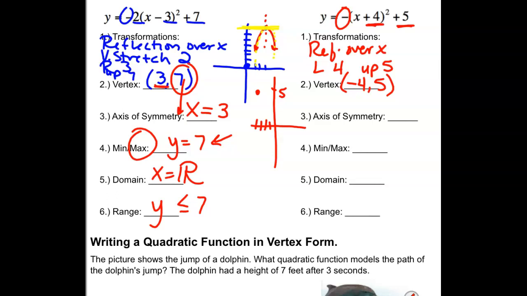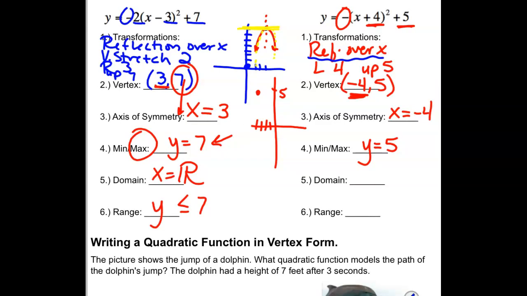Your axis of symmetry is always going to match your x coordinate, so x equals -4. Your min and max is going to come from your y value of the vertex, so y equals 5. And then we just have to determine if it's going up or down from that. Because of this reflection over x, we know that our graph turns down, so this would be a maximum point. Domain is always all reals, and the range again is tied to that 5, and since our y values are going down, we want to be less than or equal to 5.